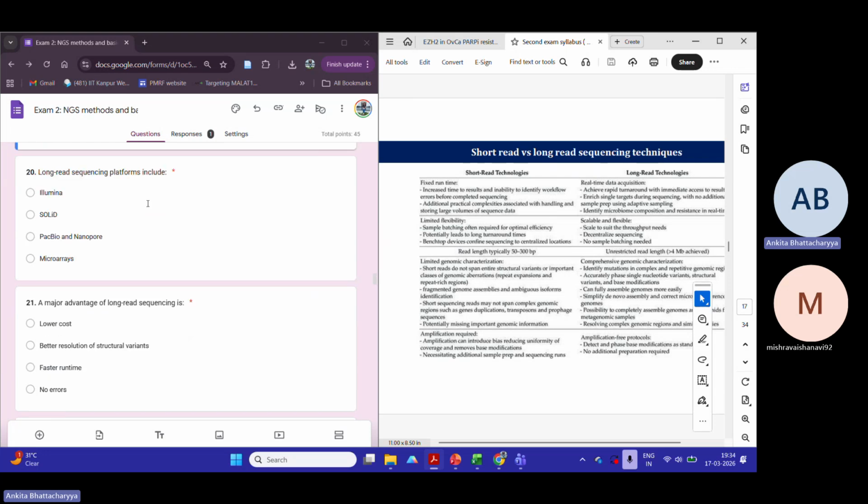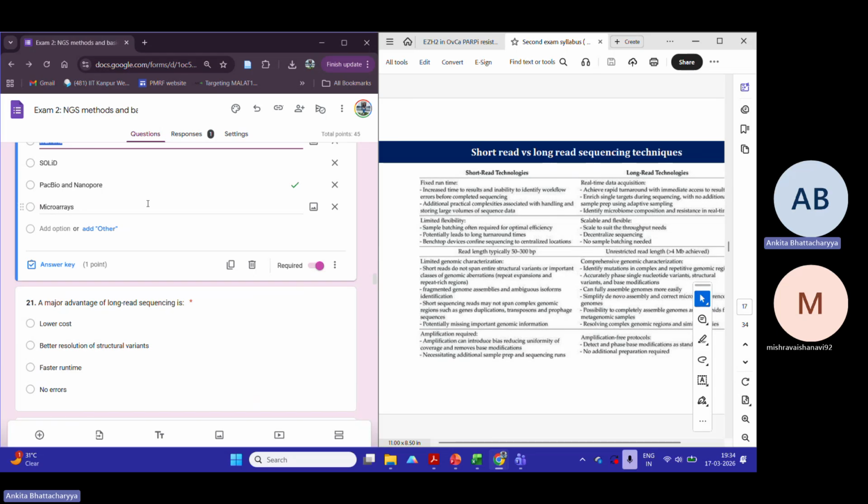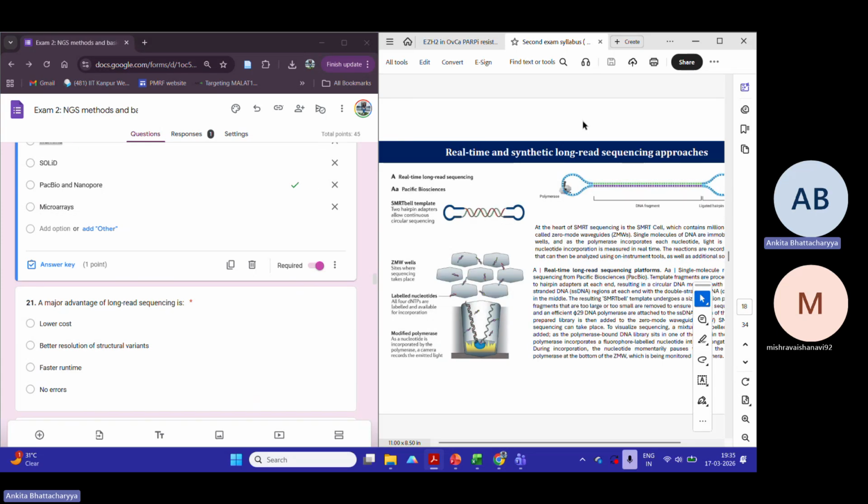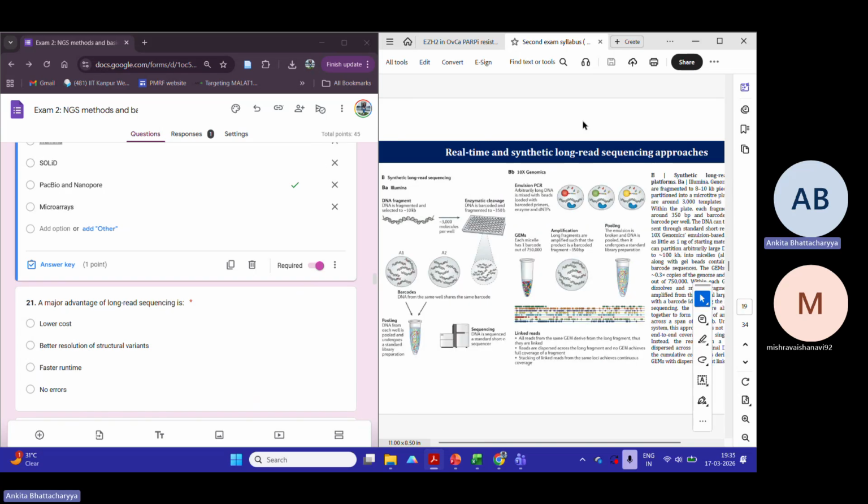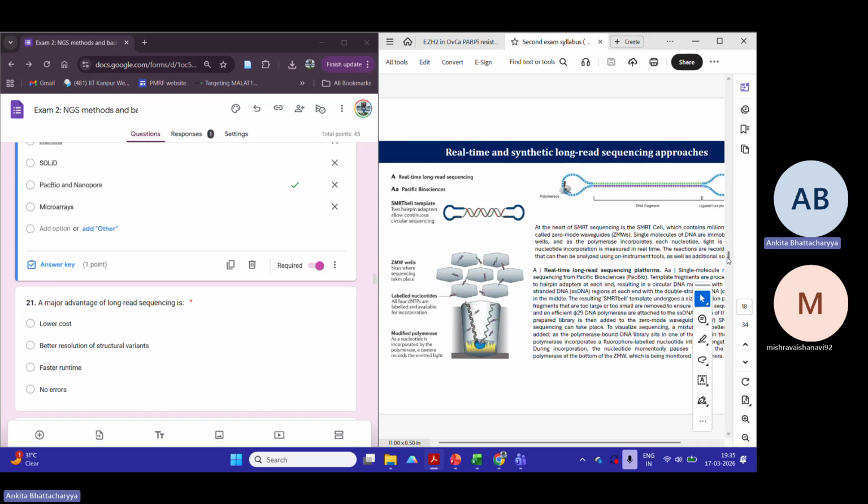Long read sequencing platforms, what exactly do they include? Illumina, Solid, PacBio, Nanopore, microarrays, etc. In this case, the long read platforms usually include PacBio and Nanopore. So here are the examples we saw: Pacific Biosciences and Oxford Nanopore, and Illumina are also there. But where did I choose this? Yeah, I think this was, yeah, because this was real-time long read sequencing. That's why the correct option in this case is PacBio and Nanopore.